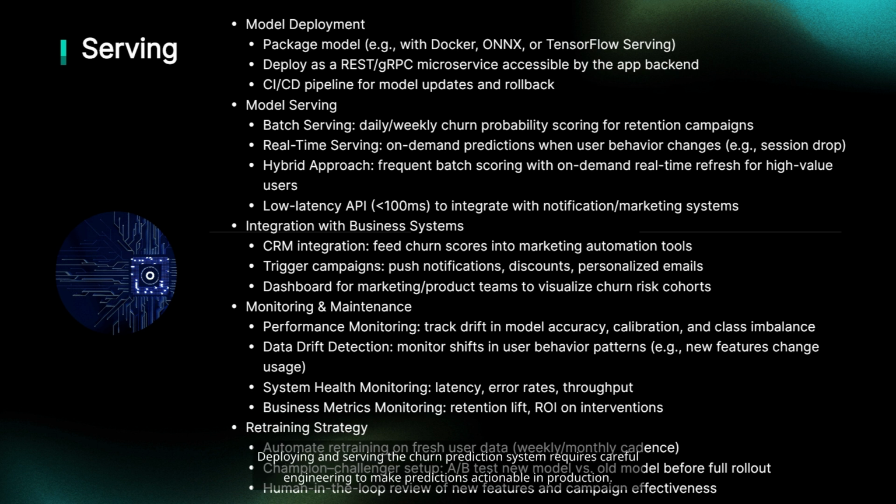for the business. Deploying and serving the churn prediction system requires careful engineering to make predictions actionable in production. We begin with model deployment. Once the model is trained and validated, it is packaged, often using Docker for portability or ONNX for framework interoperability. The model is then deployed as a REST or gRPC microservice that the app backend or marketing systems can query. To ensure smooth operations, we use a CI/CD pipeline that automates updates, supports canary rollouts, and allows fast rollback if a new model underperforms.